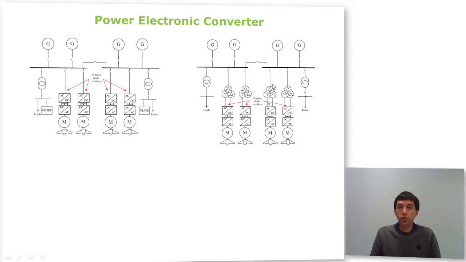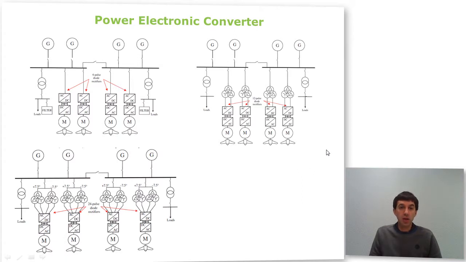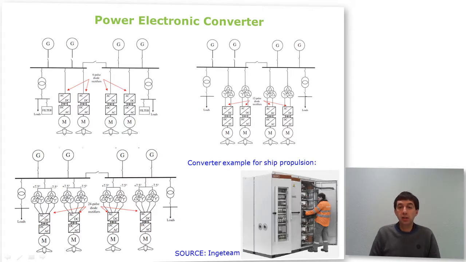Then we could also use 12-pulse diode rectifiers, the same configuration but using different variable speed drive configurations with 12-pulse diode rectifiers. Here we will not need as many passive filters as in this configuration. And finally, also with the same four propellers, same configuration, we could use 12-pulse diode rectifiers with their corresponding more complex transformers. Finally, again, here we can see one converter example for ship propulsion from this Ingeteam manufacturer.